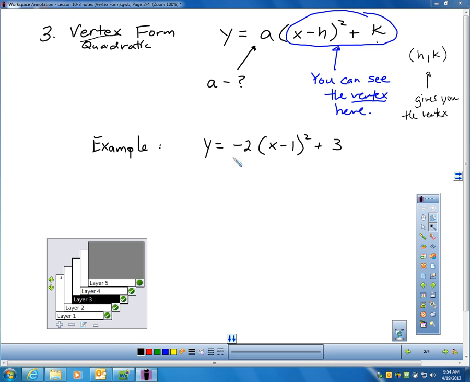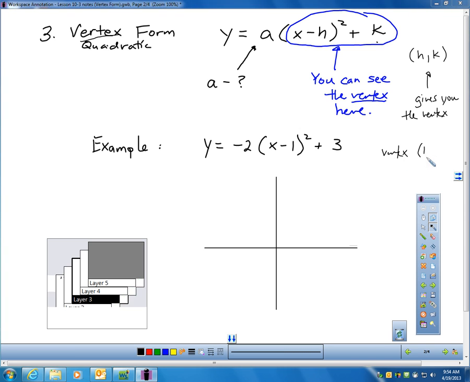Here would be an example problem. We have negative 2, x minus 1 squared plus 3. So let me quickly draw an xy axis so I can graph this. So here's an xy axis. Okay, the first thing I notice, my vertex is right here. It's 1, 3. That's my vertex.